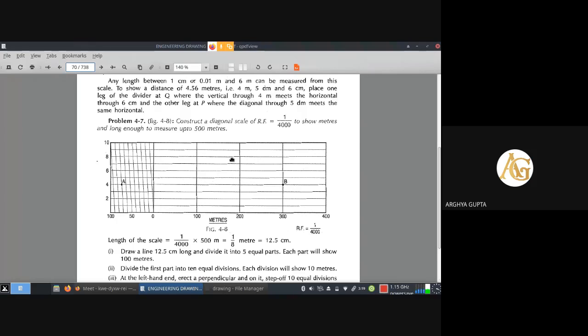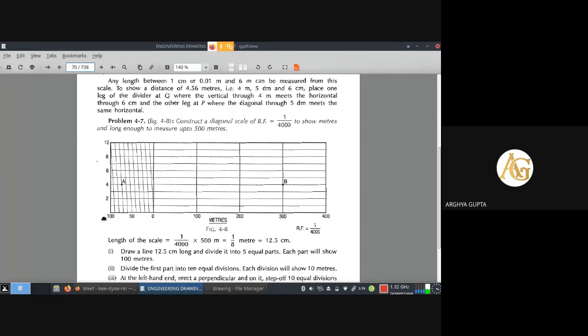To obtain 100 meter, we have to divide the line into 5 equal parts, isn't it? You have already known how to divide a line. So you can divide that line into 5 equal parts. So 0 is put here, then 100, 200, 300 and 400. The unit is meter here, so meter will have to be written here: 0, 100, 200, 300, 400 meter.